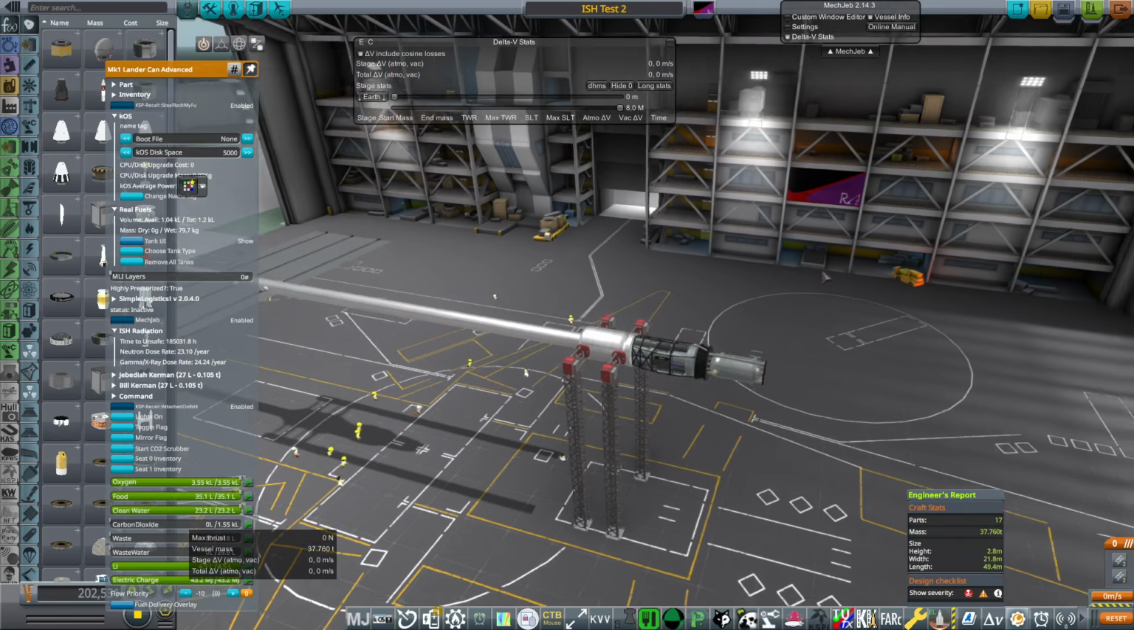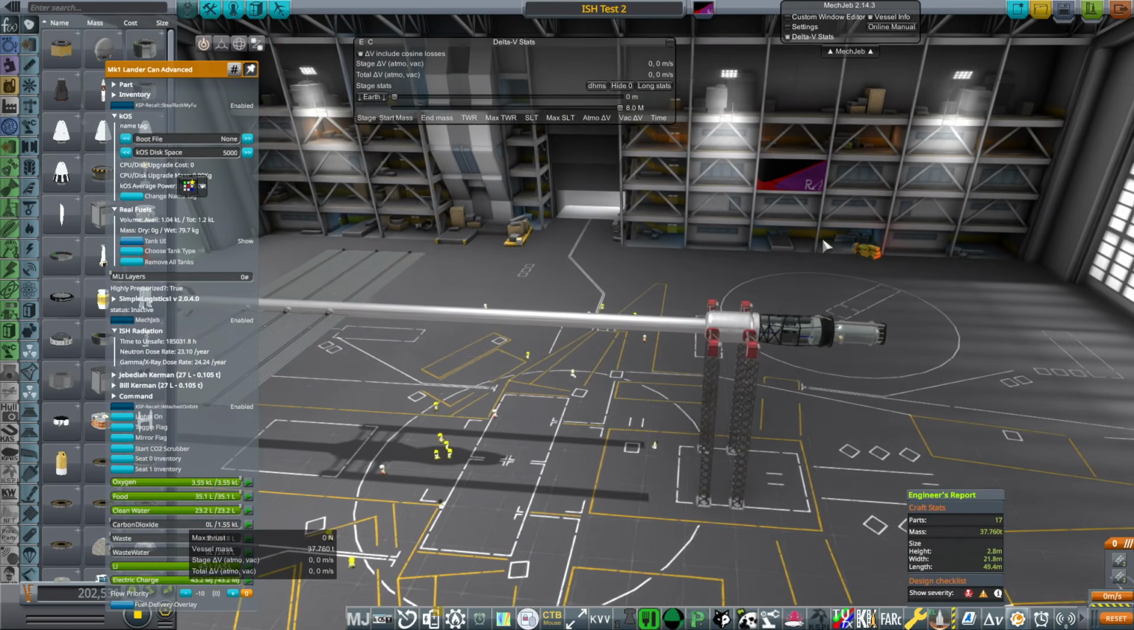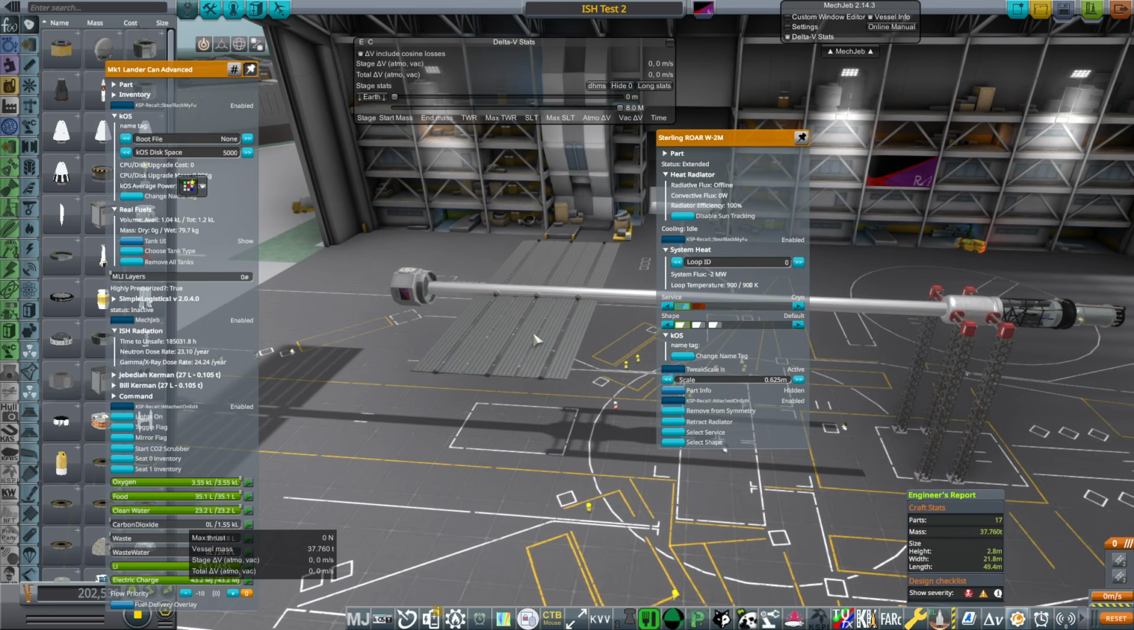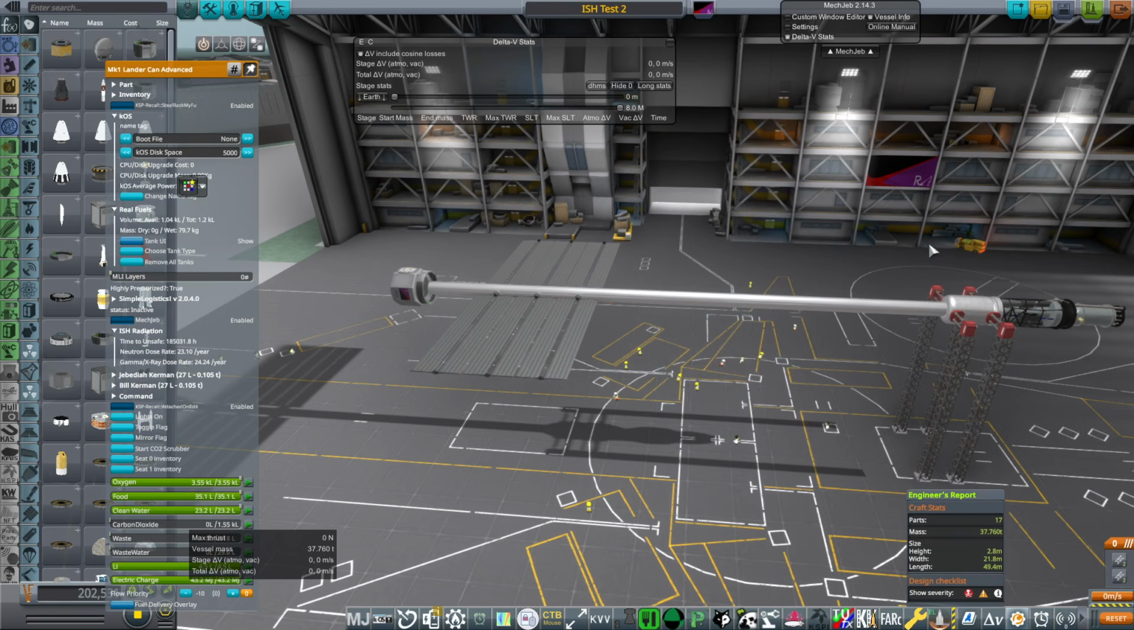Right now, the radiation doesn't do any damage to anything but living things, so not the computers or anything like that. All that is presumed to be locally radiation hardened. Okay, and then we have plenty of radiators to deal with the heat.